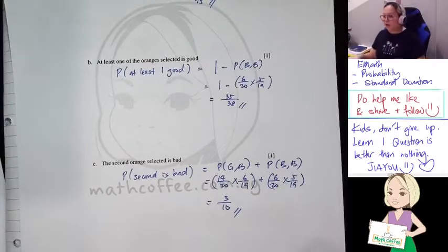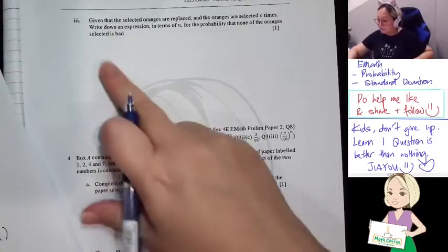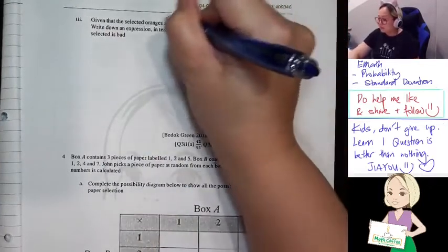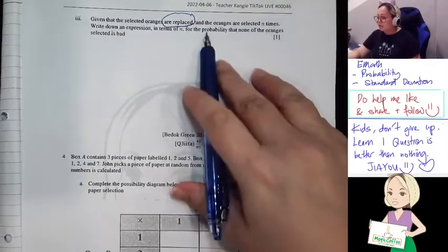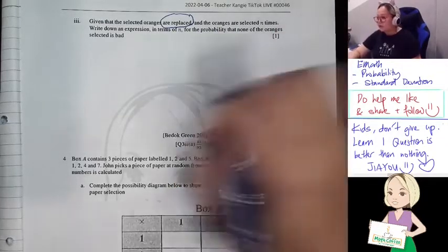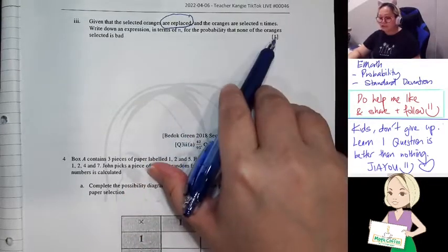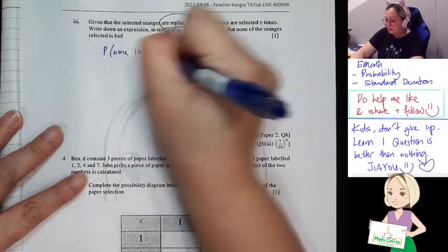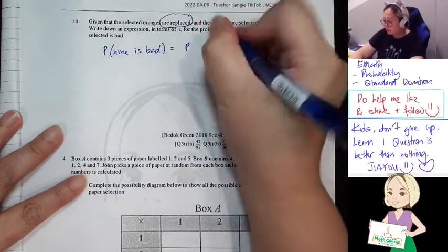Okay, the next one is a bit confusing, but hopefully you all understand. Let's take a look at this part. Given that the selected oranges are replaced, see this, this is replaced. So it means that once you take the first orange, you put it back. And the oranges are selected n times. That means you're going to pick a lot of times. So they say write down an expression in terms of n for the probability that none of the oranges selected is bad. So probability of none is bad is equal to probability of all is good.